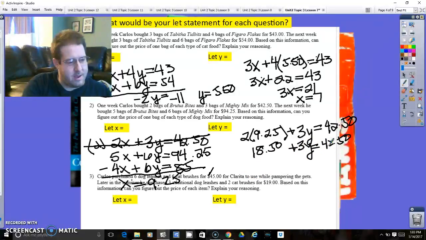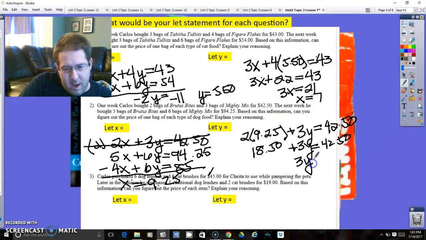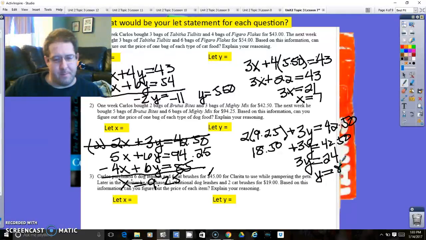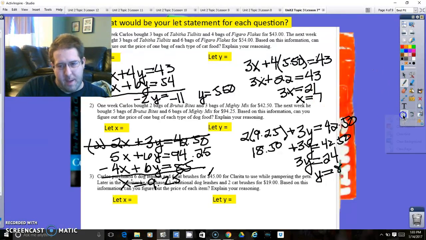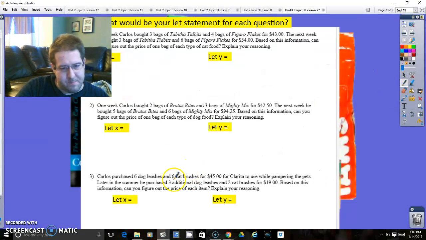I'm going to pull out my calculator here. So 42.50 minus the 18.50. It's going to give us a difference. Oh, that wasn't subtraction. Try that again. 42.50 minus 18.50 is going to be $24. So 3y is $24. 3 bags is $24. That means each bag's got to be 8. Just simply divide both sides by 3. All right, so I'm going to erase this so I can see the next question.